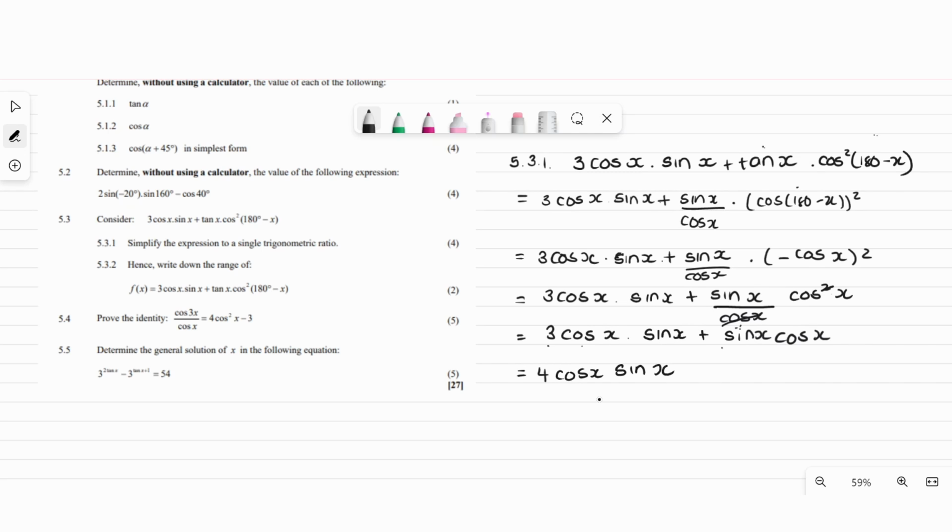Since they said we need to simplify it to a single trig ratio, you see the fact that this is an identity. I'll show the picture of the identity that I'm talking about. If I take out 2 here and say 2 cos x sine x, it's exactly like the identity. So therefore this is equal to 2 sine 2x. Then we're done with this question.